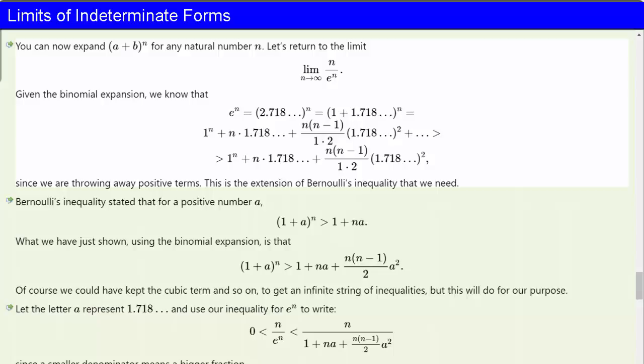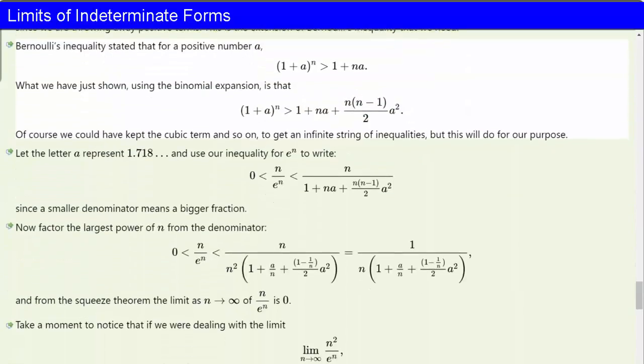Now what we're going to do is throw away everything else in that expansion, all the other terms, and just keep those first three terms. Doing so, we get a smaller number. We've thrown away a lot of positive numbers. So e to the n is greater than 1 plus n times 1.718... plus n times n minus 1 over 2 factorial times the square of that 1.718 number. This is the extension of Bernoulli's inequality that we need.